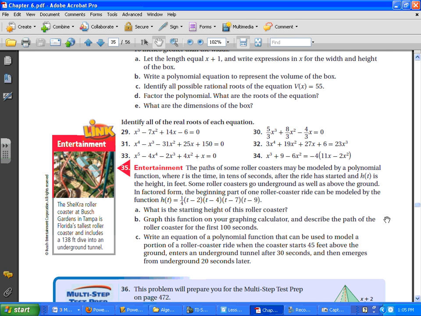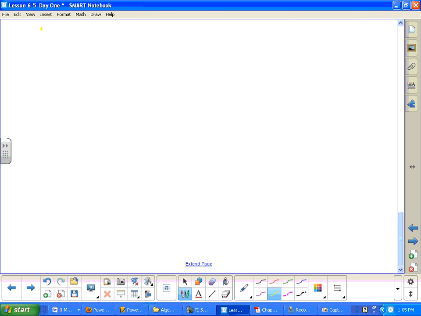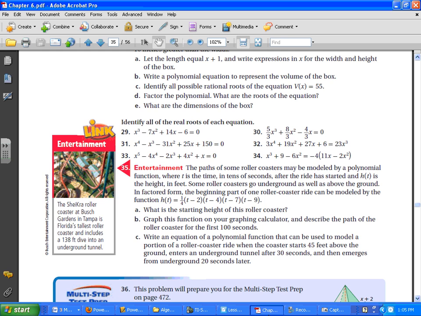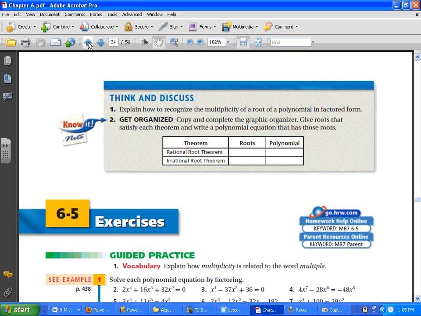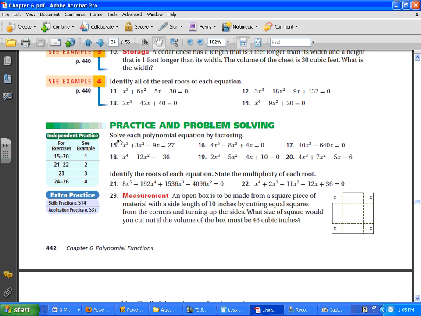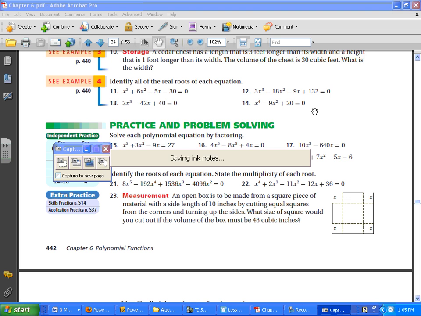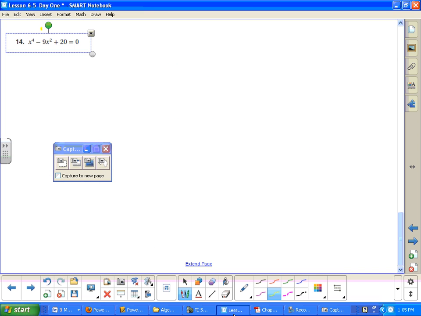All right, so we need to do one more, and then get you working. Okay, so let's do, where are we at here? Number 14 then. Okay, this will be our last one, and I'll give you your assignment.